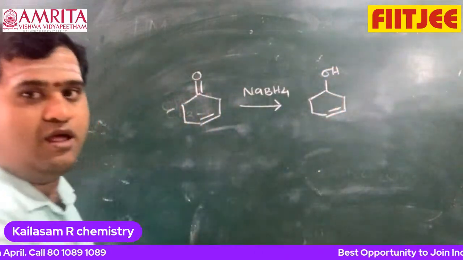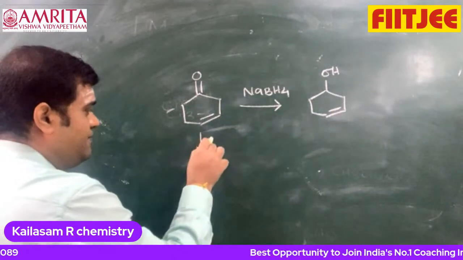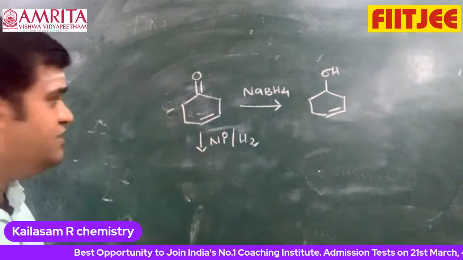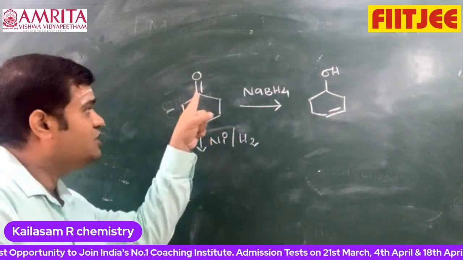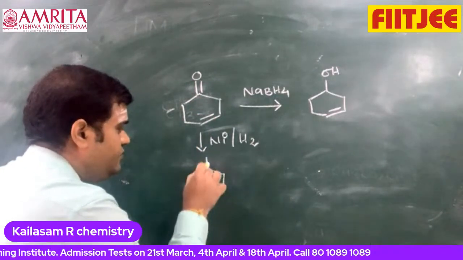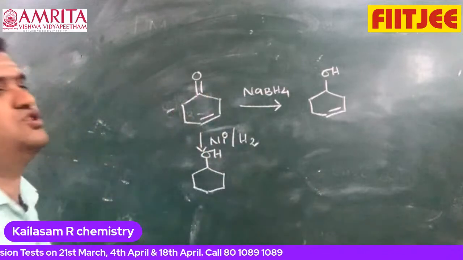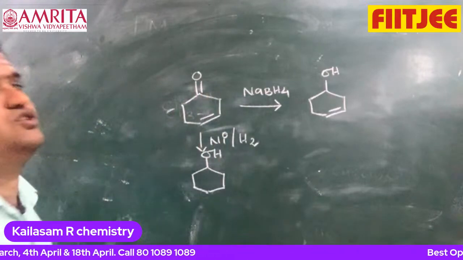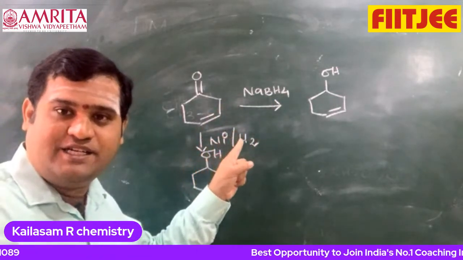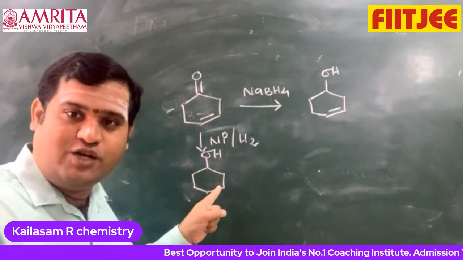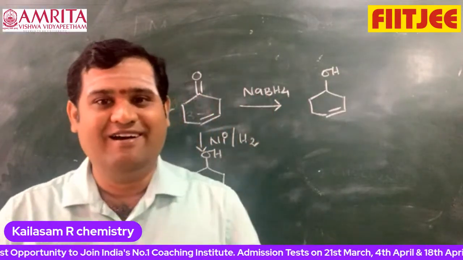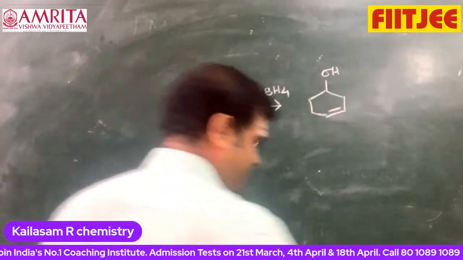That's all. Suppose I use nickel and hydrogen, what happens? The double bond also gets reduced. See, the double bond also gets reduced, and we end up with OH. When I am using sodium borohydride, the double bond is not reduced. When I am using nickel and hydrogen, the double bond as well as the keto group both get reduced. That's all. And one more example, look at this.